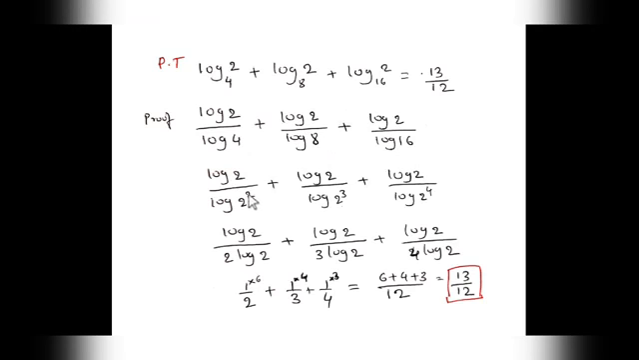Now according to the third law, we can take this power as coefficient. So we can write it as log 2 divided by 2 log 2 plus log 2 divided by 3 log 2 plus log 2 divided by 4 log 2. Now we can cancel log 2, 1 by 2 will remain, plus log 2 gets cancelled, 1 by 3 plus again log 2 will get cancelled, 1 divided by 4. If I add these 3 fractions, I'll get 13 divided by 12.